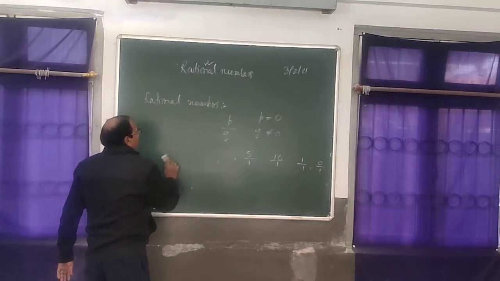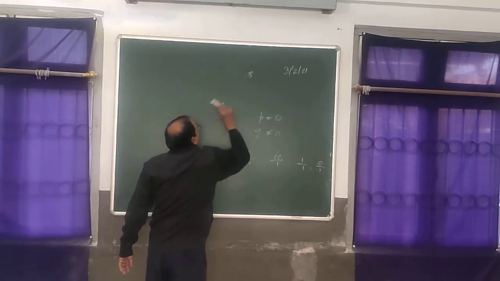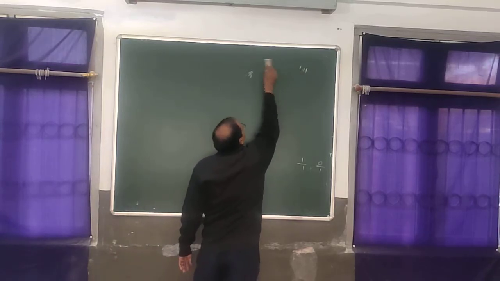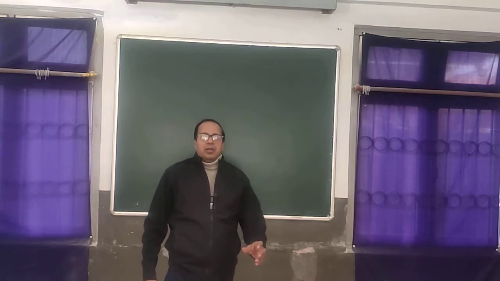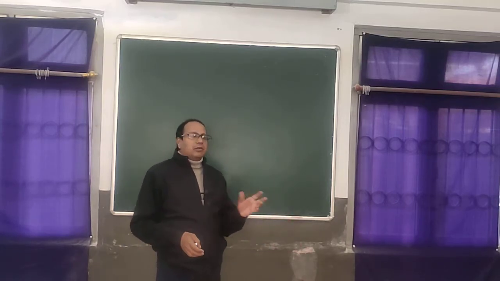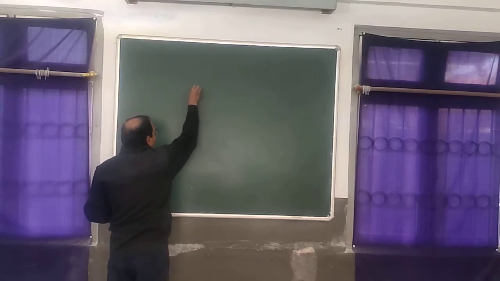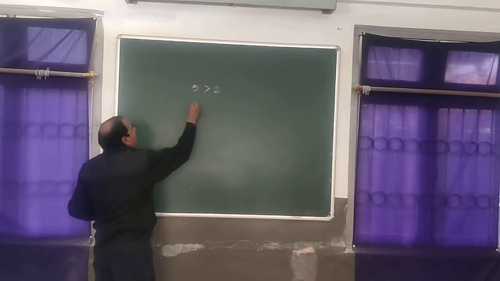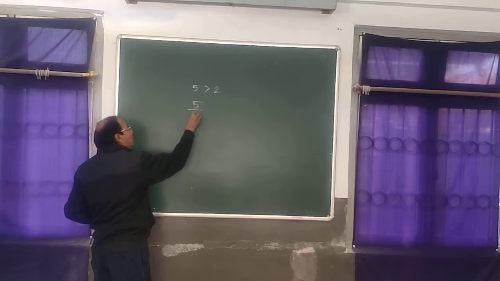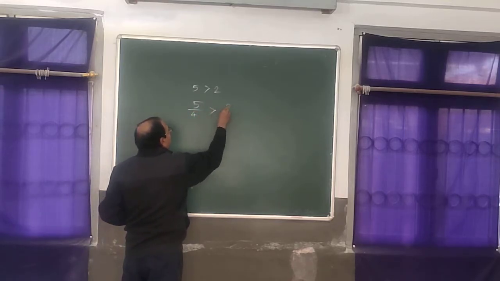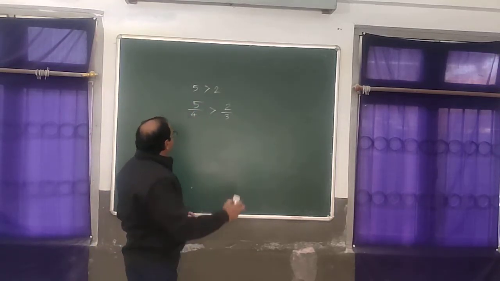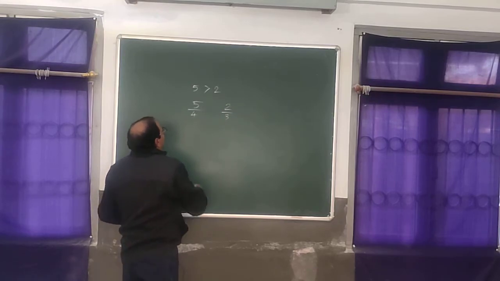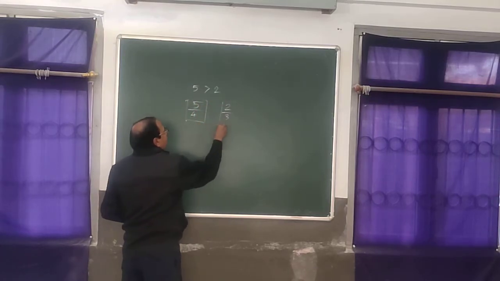Now we will discuss the comparison of two fractions. Comparison means we can compare which fraction is greater than which one. Suppose we know 5 is greater than 2, but is 5 by 4 greater than 2 by 3 or not? We have to see these two fractions, right?